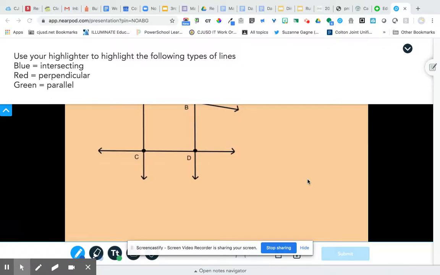So the first thing is the concept of parallel lines. You can see right here, you're going to use your highlighter to highlight the following types of lines. The blue ones are going to be intersecting, the red ones are going to be perpendicular, and the green ones are going to be parallel. So we're going to look for parallel lines.